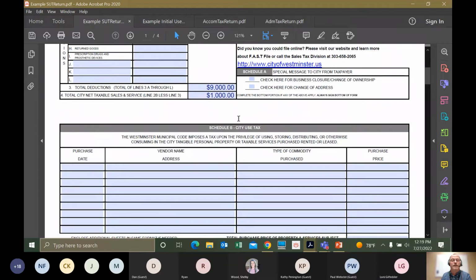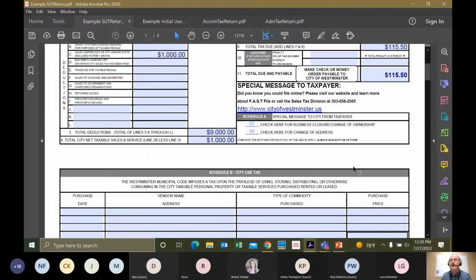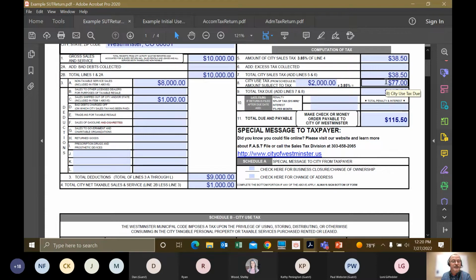A little farther down, there's Schedule B. You don't have to use this, but if you want to itemize your use tax, if you owe any, you can itemize those items here, come up with a number, and then put that here in line 8, and then still figure out your tax. And it is possible that you've paid some sales tax, let's say in Arvada, we'll give you a credit for that, but you'll still owe the rest. So for example, Arvada is 3.2% sales tax. We're 3.85%. So the business would owe the additional 0.65%. So you would have to figure that out and add that, put that here.